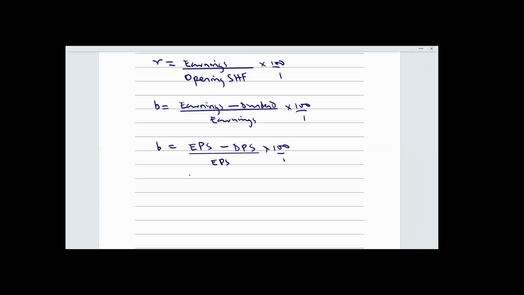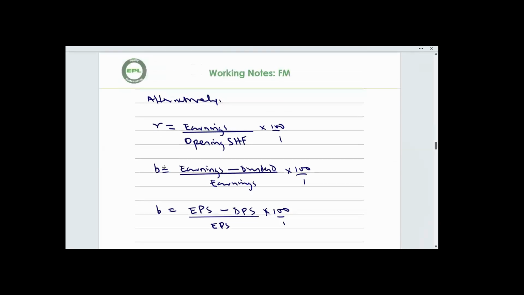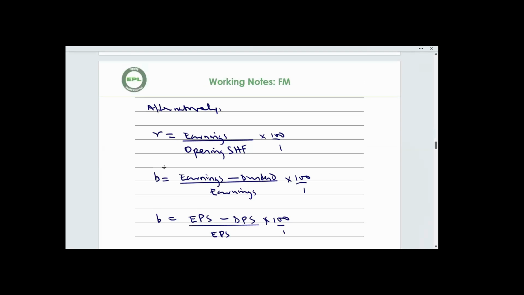You can also calculate retention rate by saying 1 minus dividend payout ratio. So 1 minus dividend payout ratio will give you the retention rate. So that is basically that. These are the concepts you need to take into consideration under cost of capital.